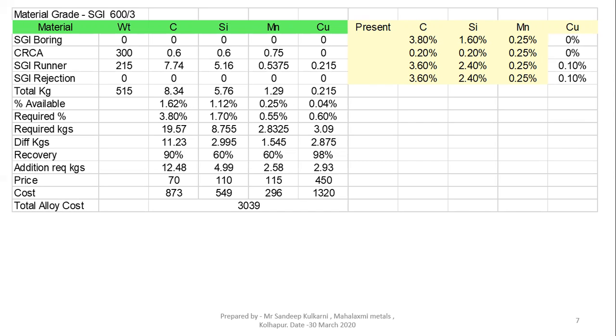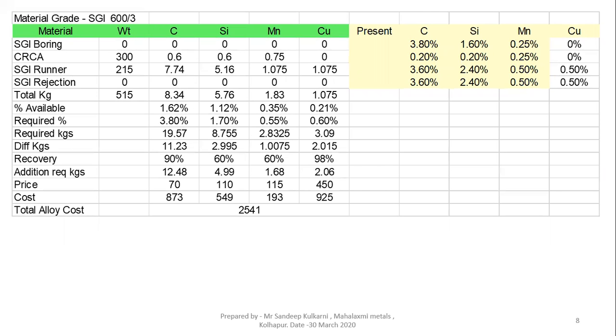the cost of alloys, which is 3,039 rupees per heat. Whereas in another case where the manganese is 0.05 and copper is 0.05, higher grade runner risers are used for higher grade ductile iron production. The addition of copper and manganese reduces, so the cost of alloys comes down to 2,541 rupees.